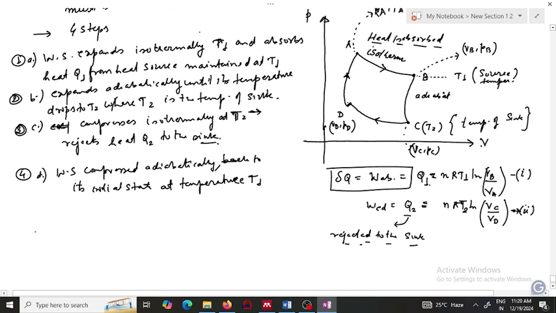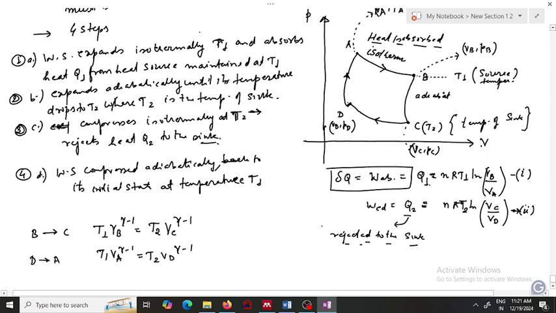So in the adiabatic process from B to C, one can relate the equation of state as T1, because the temperature at B is T1, VB raised to power gamma minus 1. This is the equation of state for the adiabatic process. At C it is T2, VC raised to power gamma minus 1. And similarly, when I am moving from D to A, in the case of adiabatic compression, it will be T1 VA^(gamma minus 1) equals T2 VD^(gamma minus 1).